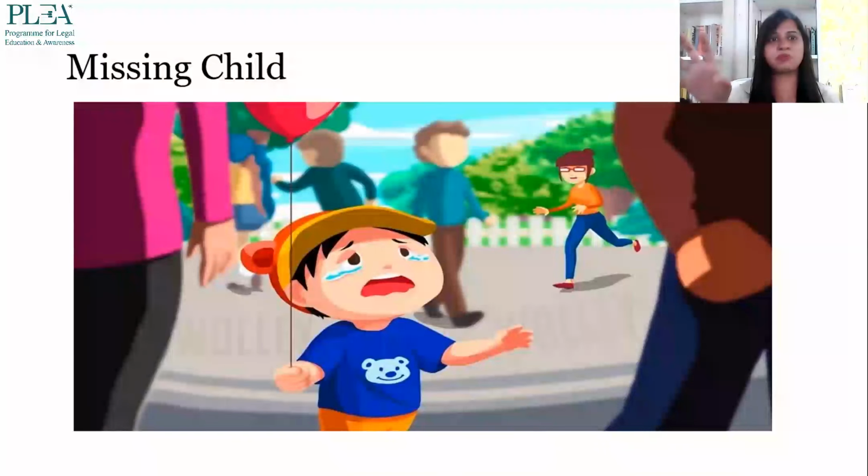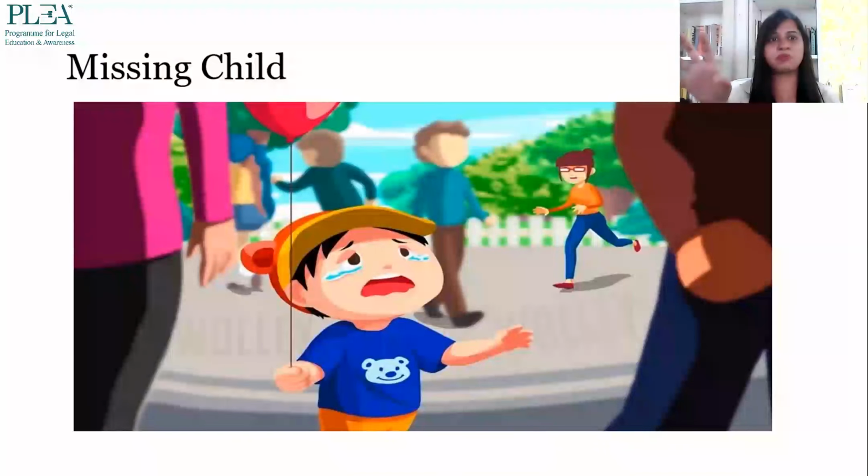If you understand the Immoral Traffic Prevention Act, the ITPA, under that there is a designated court before which these women are produced for their rehabilitative orders. In case of minors, they are produced before the Child Welfare Committee, again for the same purpose of rehabilitative orders. Now, victims of child marriage.